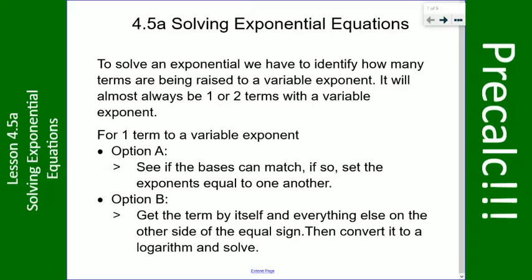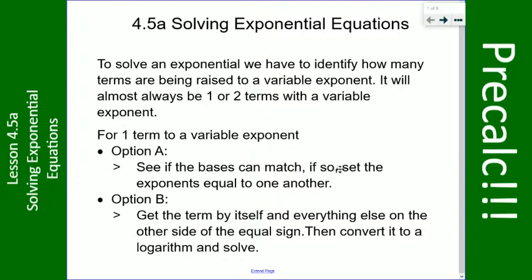We want to be able to identify how many terms are being raised to a variable exponent, and it'll almost always be one or two terms with some sort of variable exponent. First, we're going to take a look at a case where we have one term to a variable exponent. Option A is going to be to see if our bases can match. See if there's any way we can manipulate those bases so they'll end up being the same.